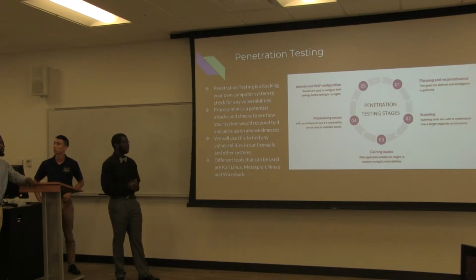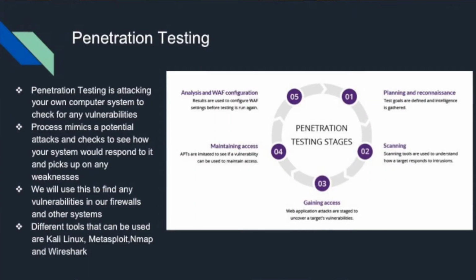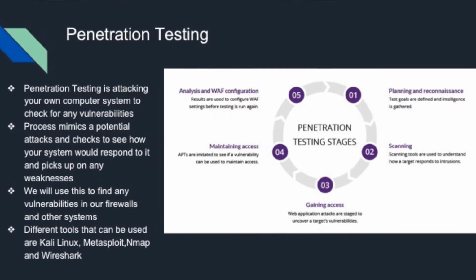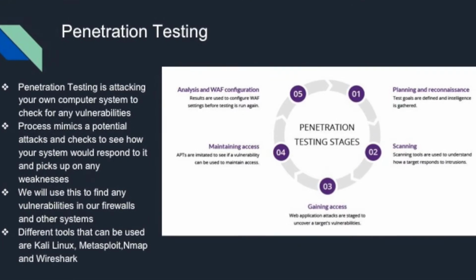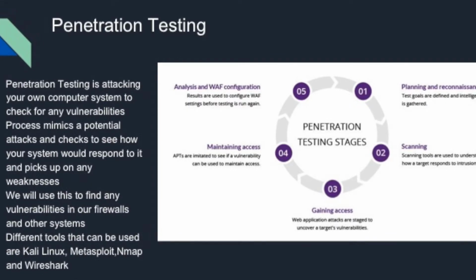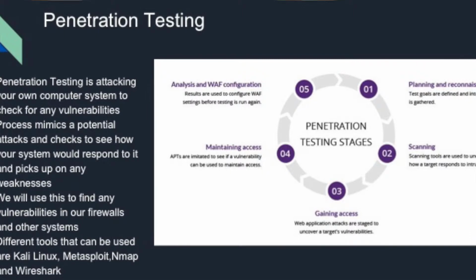Different tools that can be used in pen testing are Kali Linux, Metasploit, Nmap, and Wireshark. And over here you can see the different testing stages for penetration testing. First, you would start off with planning and reconnaissance. Second, you would do scanning. Third, gaining access. Fourth is maintaining that access. And the last stage is analysis and WAF.